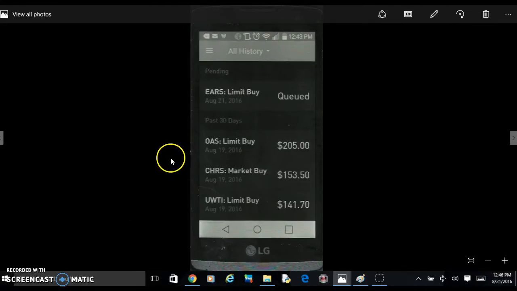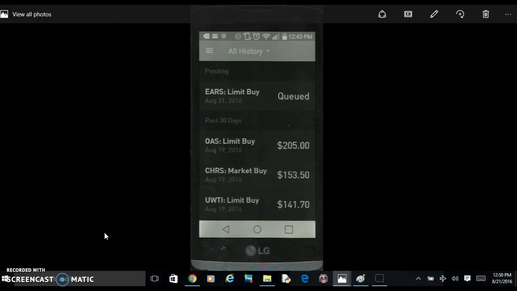As you can see, I have a queued order to do a limit buy for EARS. The reason it's queued is because this order was made on a Sunday during off-market hours. It will be placed as soon as the market opens on Monday morning. But actually, this order will not take place on Monday morning because we're going to cancel it, and I'm going to show you how right now.